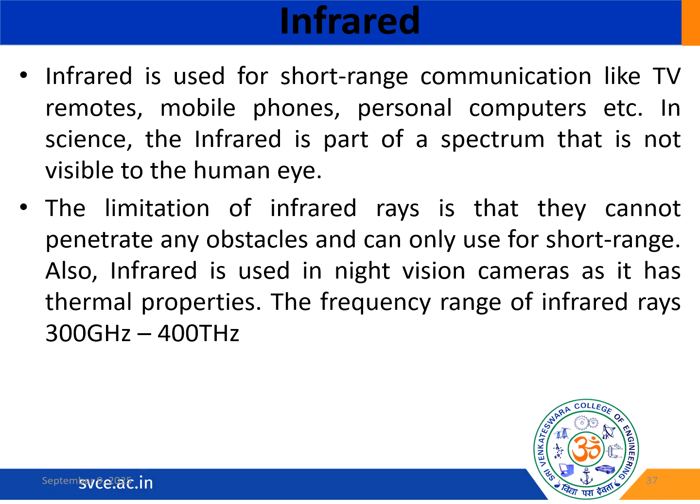Infrared is used for short range communication, like TV remotes, mobile phones, personal computers, and so on. Infrared is a part of the spectrum that is not visible to the human eye. The limitation of infrared rays is also specified here: it cannot penetrate any obstacles, so it is used for short range. And infrared is used in night vision cameras as it has thermal properties.